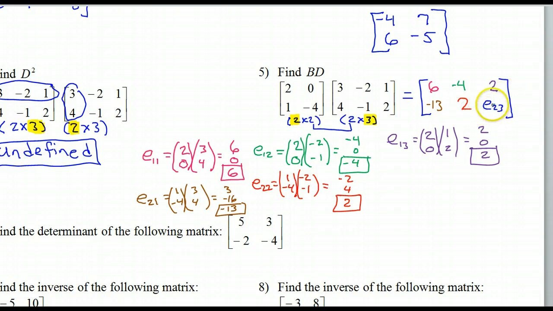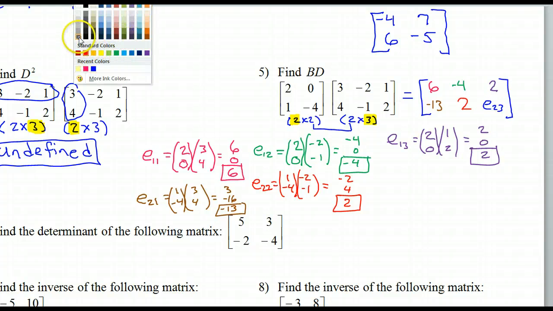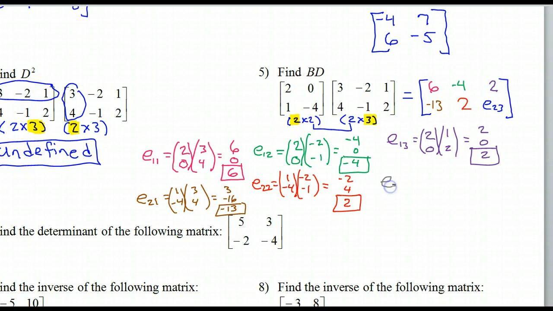Okay, and last but not least, we'll find element 2, 3. That's row 2, column 3. Row 2 is 1, negative 4. Column 3 is 1, 2. All right, if I multiply those together, I get 1 and negative 8. So that is negative 7. So that is the final element.